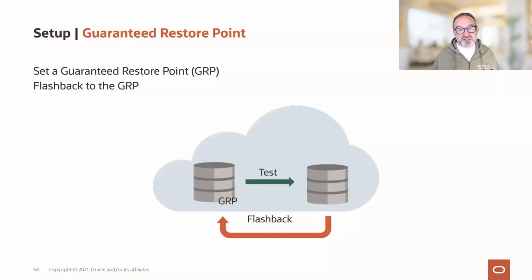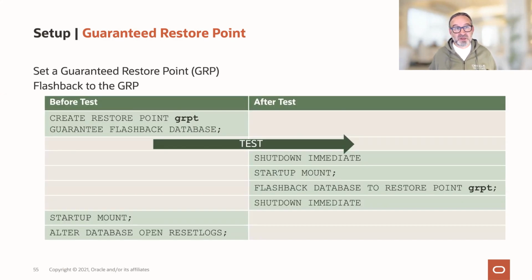So for a guaranteed restore point, I guess you're familiar with that technique. You set a GRP, then you test, and especially if a test is destructive, you would like to go backwards afterwards. And this is easily done with a flashback database to the GRP. So before the test, on the left side of this table, you set the GRP with create restore point, whatever name, guarantee flashback database. Then you do your test or your upgrade.